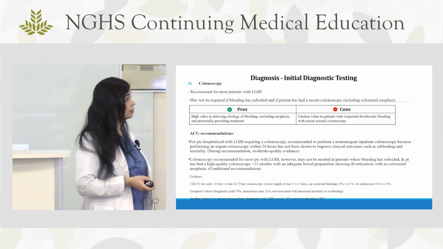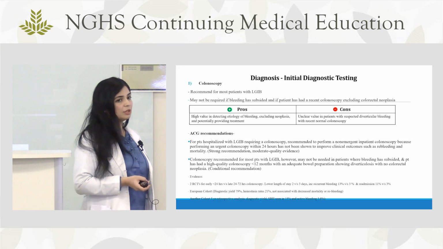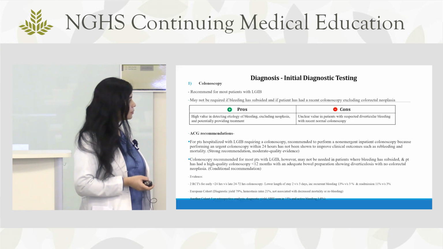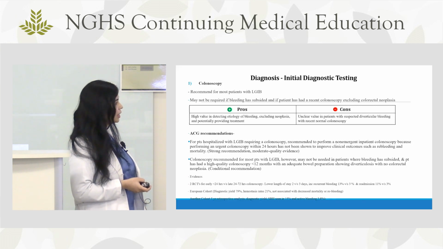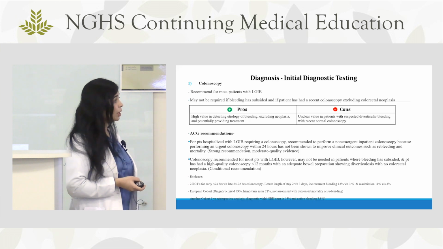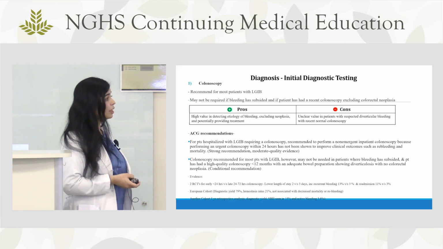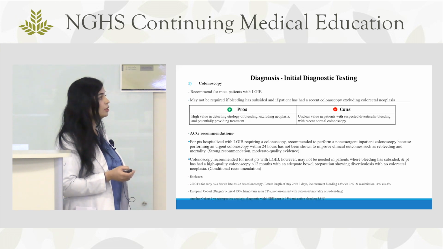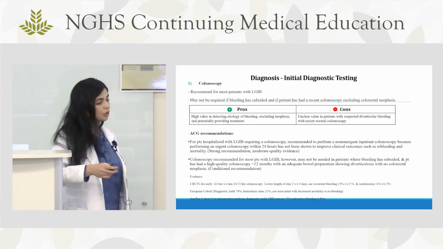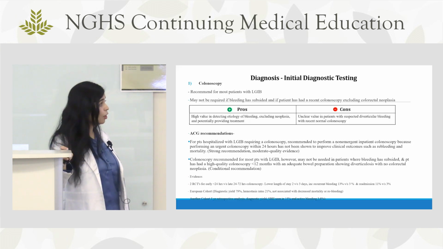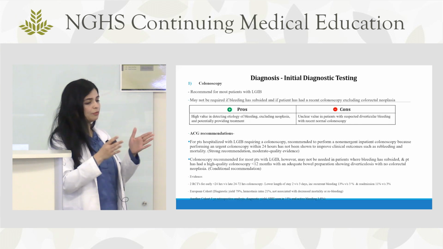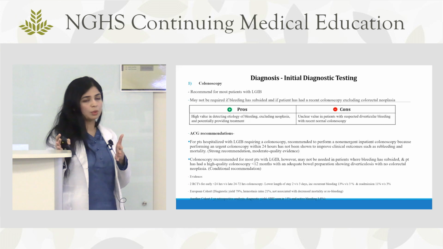Likely you're not going to either see something, or even if you're going to see something, you're not going to reduce their rebleeding risk or mortality. So, just reiterating the same things as ACG guidelines. For patients admitted with lower GI bleed requiring a colonoscopy, they recommend that you perform a non-emergent colonoscopy. So it is not recommended that you perform the colonoscopy, let's say, within 24 hours versus 24 to 72 hours.